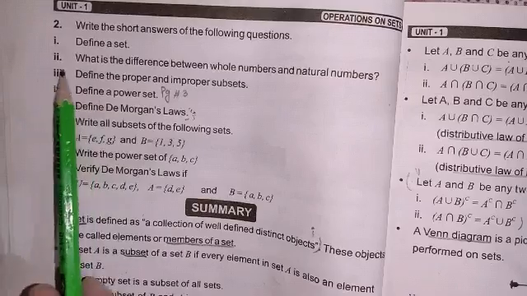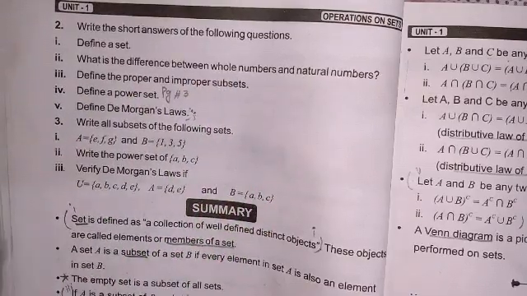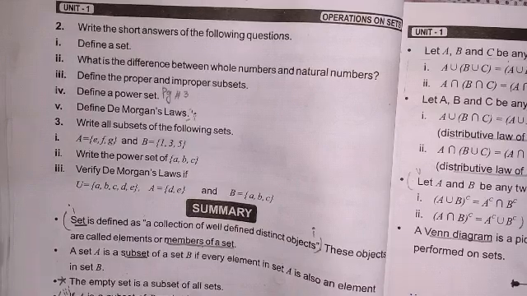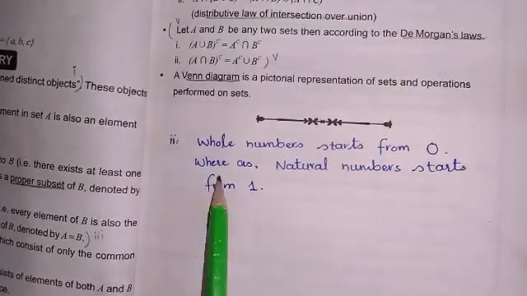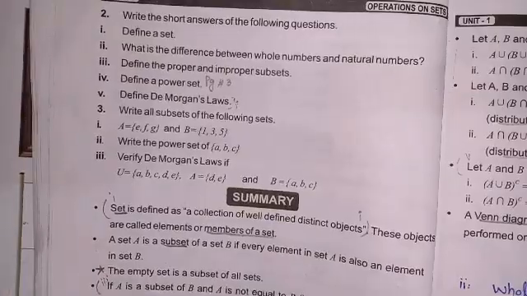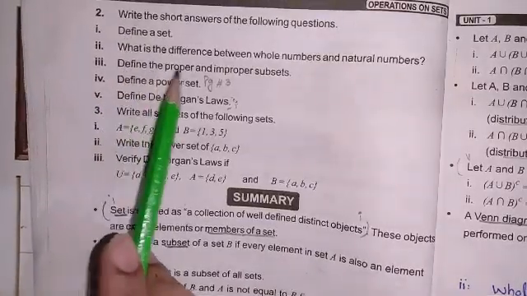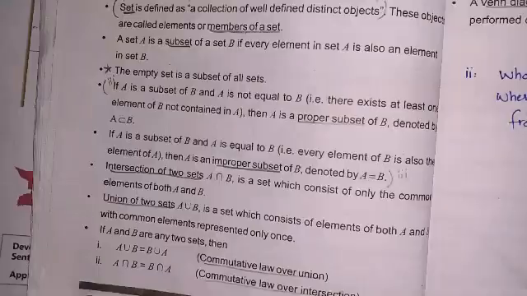Our second question is what is the difference between whole numbers and natural numbers? You all know that whole numbers start with 0 and natural numbers start with 1. There is a statement: whole numbers start from 0 whereas natural numbers start from 1. Our third question is define the proper and improper subset. Its answer is in the summary.